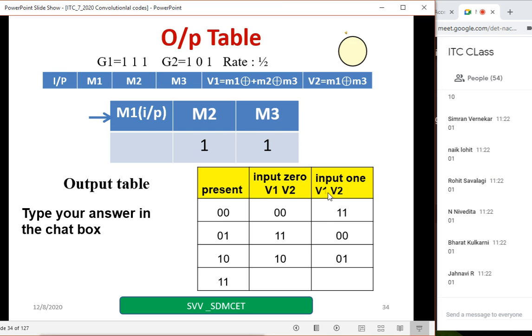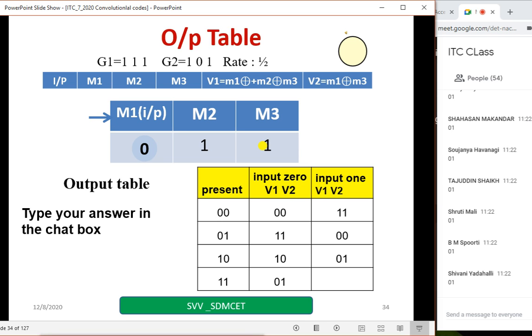Consider M2, M3 is 1, 1. This is the present state I am taking, 1, 1. And input is 0. Many have started typing. 0, 1, 1, add all the 3, add first and last. The answer is 0, 1. Many have typed before I asked.